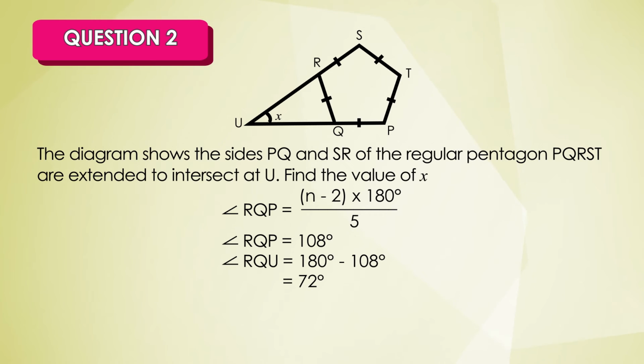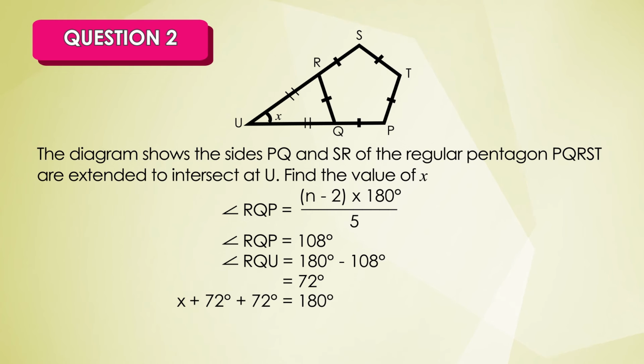Since PQRST is a regular polygon, the sides PQ and RS are extended to the point U and should be of equal length. Therefore, the triangle QRU is an isosceles triangle. The angles URQ and UQR should be the same. Using this information, we can now calculate x.